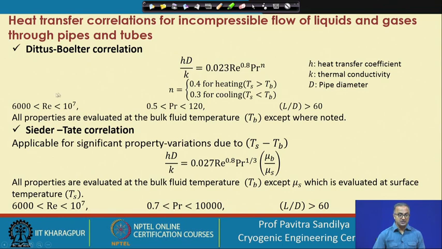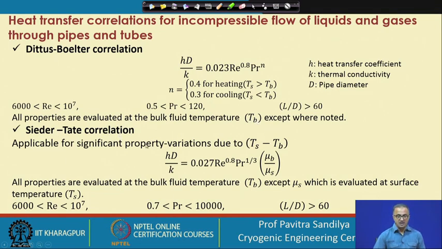And this particular correlation is valid for this range of Reynolds number, this range of Prandtl number, and this range of the L by D ratio, that is kind of aspect ratio for the particular pipe. And all the properties are evaluated at the bulk fluid temperature, that is T_B.